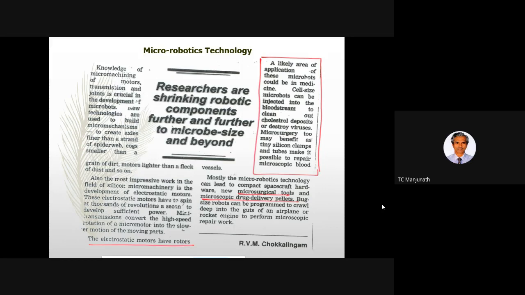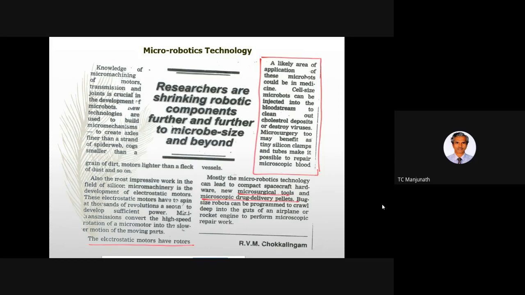Researchers are shrinking robotic components further and further to microbe size and beyond. Microbe size and beyond means nano, and then pico, etc. In fact, this technology has already been invented and it is already in the process stage in many of the advanced countries, especially in the US, UK, Europe, Japan, and Korea, etc.